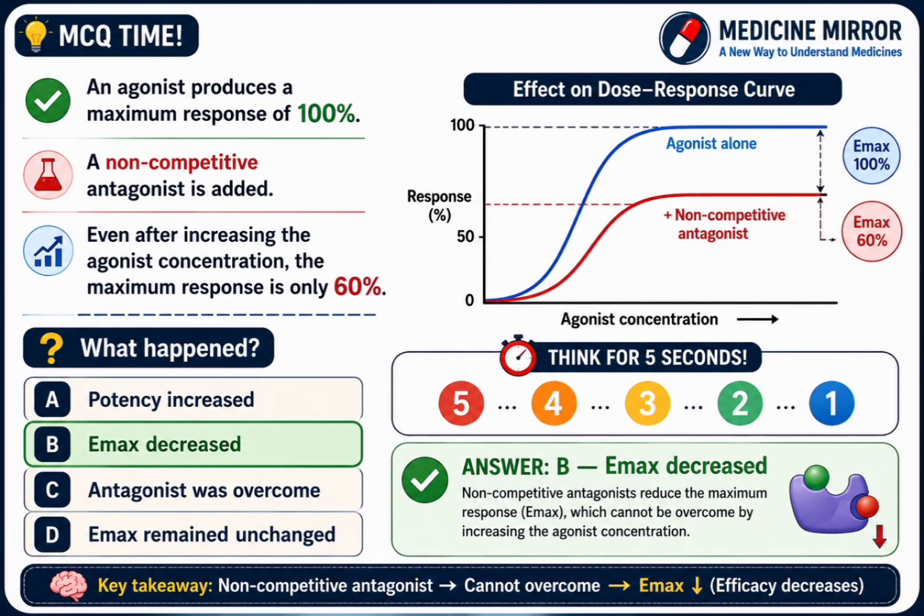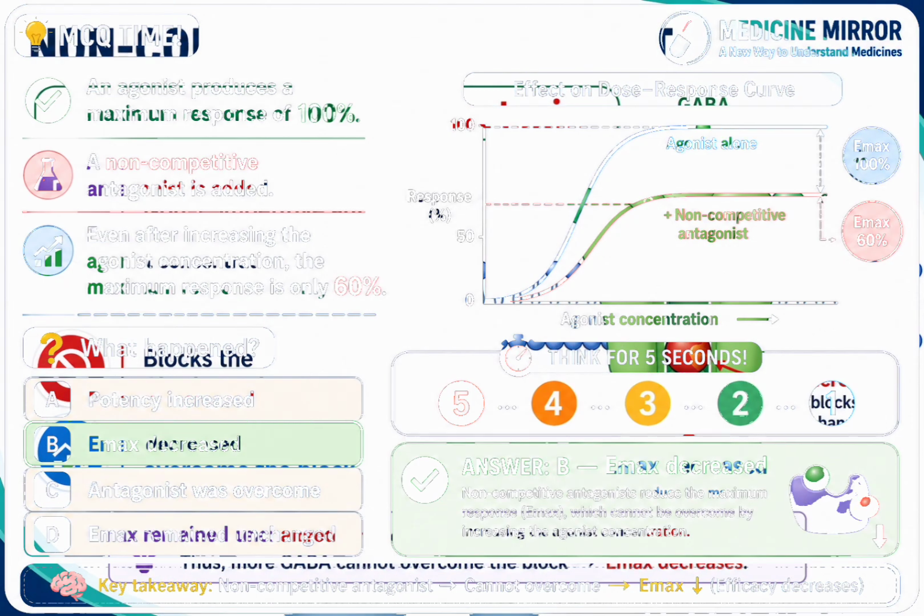The answer is B. Emax decreased. Because the non-competitive antagonist reduces the maximum response, increasing the agonist cannot bring the response back to 100%. Remember, non-competitive antagonist: Emax goes down. One line memory. Competitive: more agonist can overcome, Emax stays the same. Non-competitive: more agonist cannot overcome, Emax decreased.